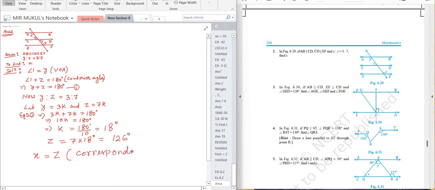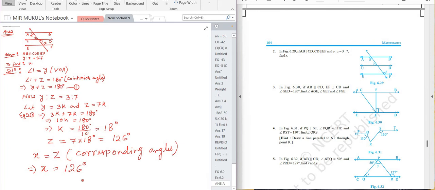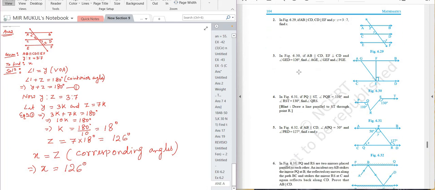Corresponding angles. So we can write x equals 126 degrees. Understood? Yes, sir. So take its screenshot. Then I am explaining question number 3. Yes, sir.